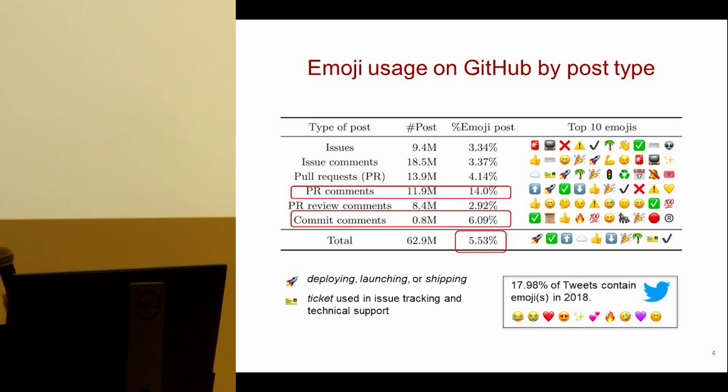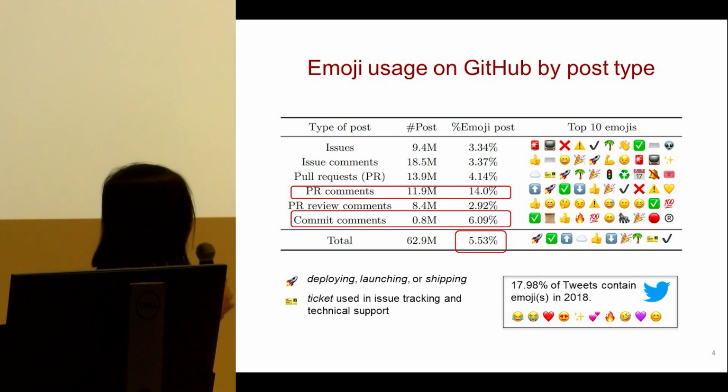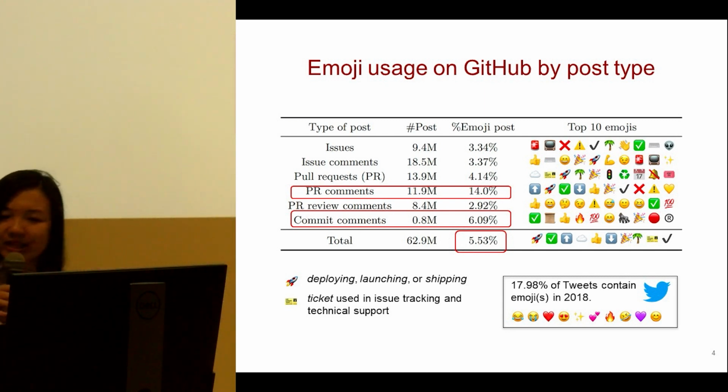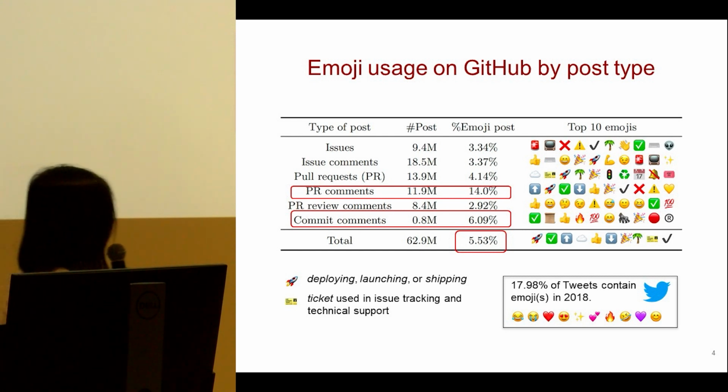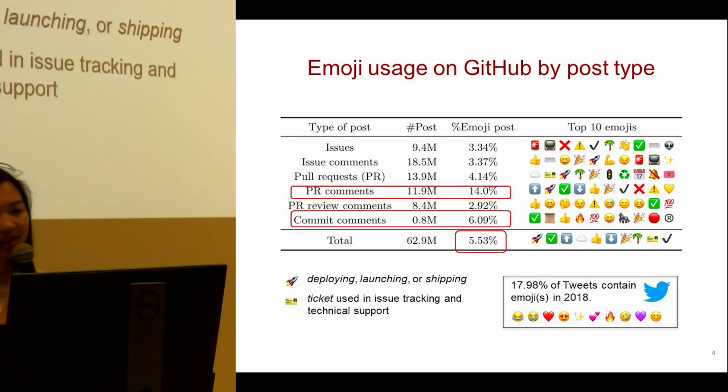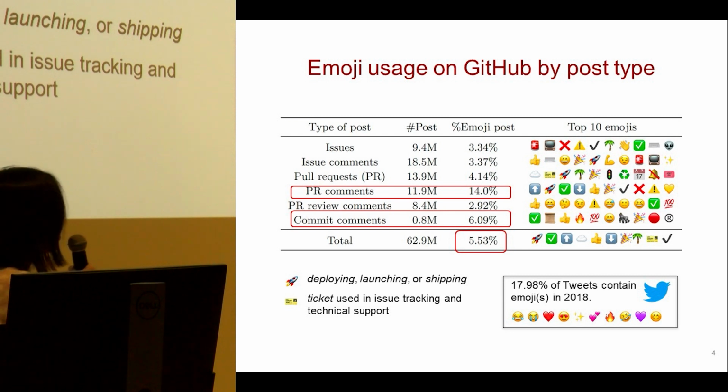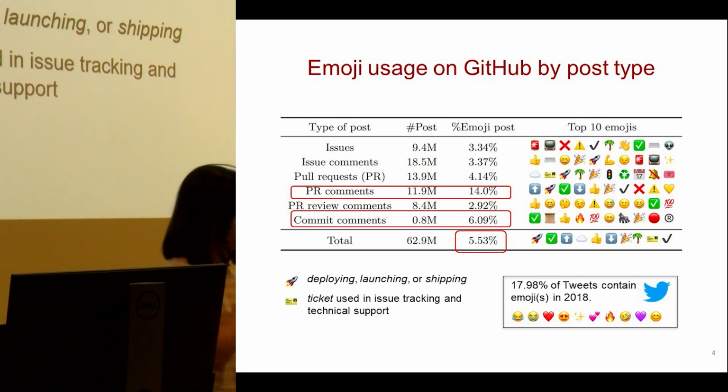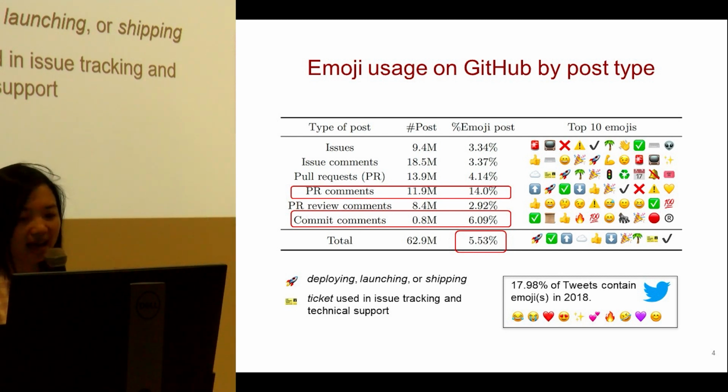These types of posts are related to the contribution of code. By looking at the top emojis used in different types of posts on GitHub, you can find that facial expressions and gestures, emojis related to emotion expression, are similar to what we can find on Twitter and other social platforms. At the same time, we can find some emojis that are really specific to this platform. For example, the rocket can mean deploying, launching, or shipping a project or code. And the ticket can be used in issue tracking and technical support. This heavy usage of these emojis shows that emojis can be very specific to some highly specified working contexts.